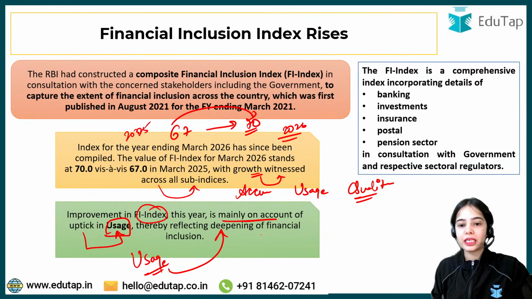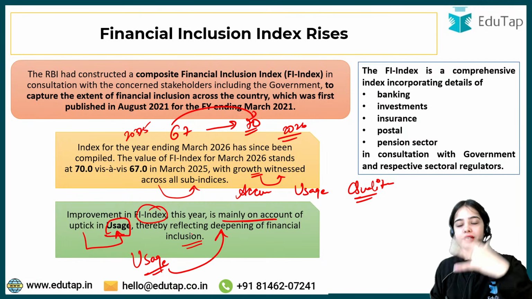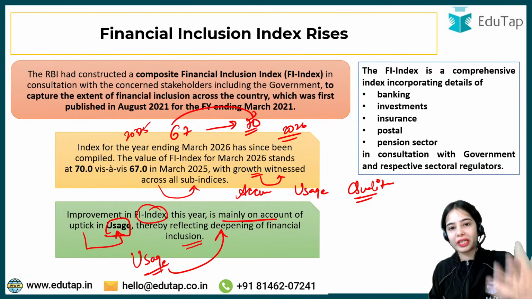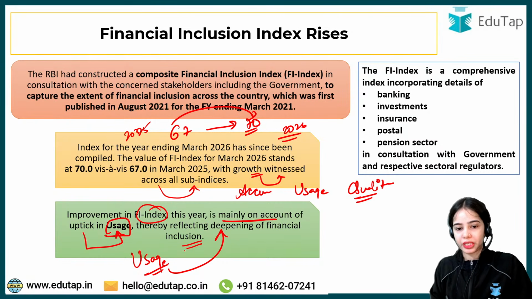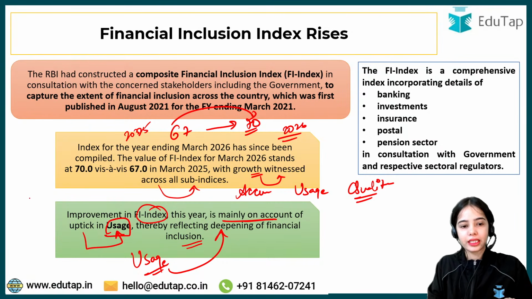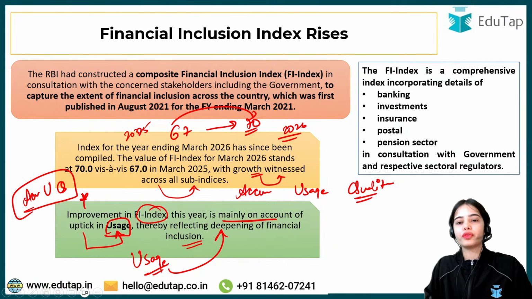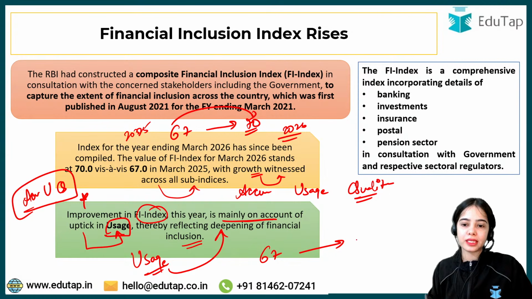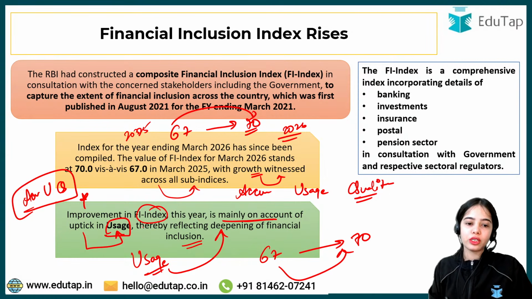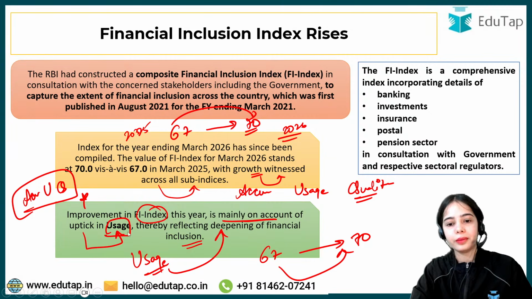thus reflecting the deepening of the financial inclusion. That means the awareness, the information, the knowledge is spreading, the financial literacy is also spreading. So the idea is that access, usage and quality, all of these sub-indices, have improved, but the highest improvement, due to which the financial inclusion index could improve from 67 to 70, is in the usage category, okay.